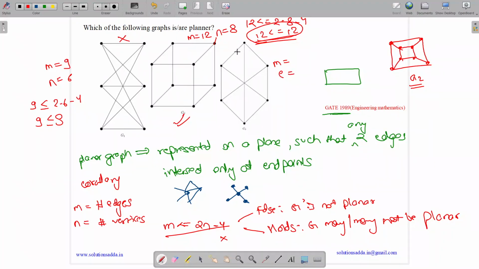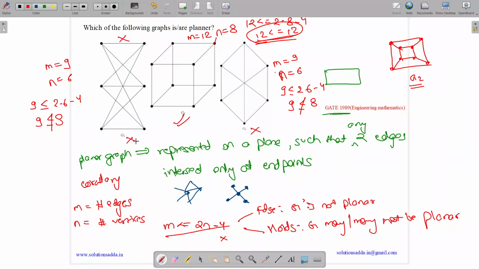So the number of edges over here is 1, 2, 3, 4, 5, 6, 7, 8, 9. And the number of vertices over here is 1, 2, 3, 4, 5, 6. So is 9 less than or equal to 2 into 6 minus 4? 9 is less than or equal to 12 minus 4, 8. This is false. So G3 is also not planar.